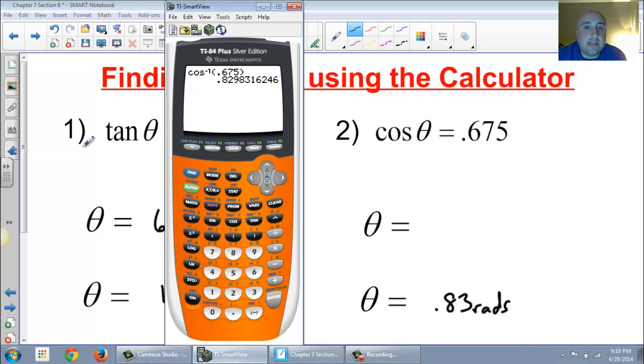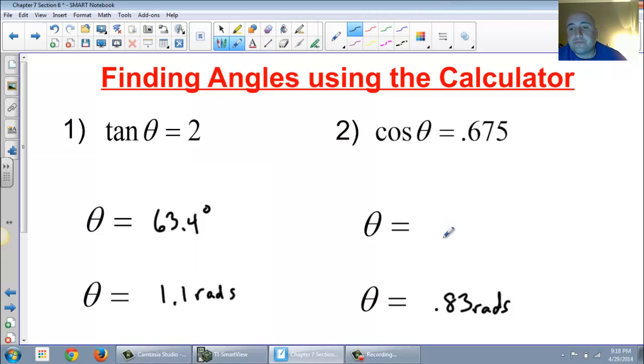Now if I go back to my calculator and change my mode to degrees, it will give us our angle measure in degrees. So second cosine of 0.675, close the parentheses, enter: 47.5 degrees. Okay, 47.5 degrees is our answer.